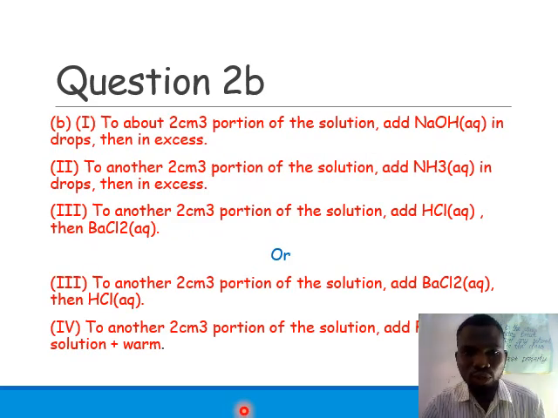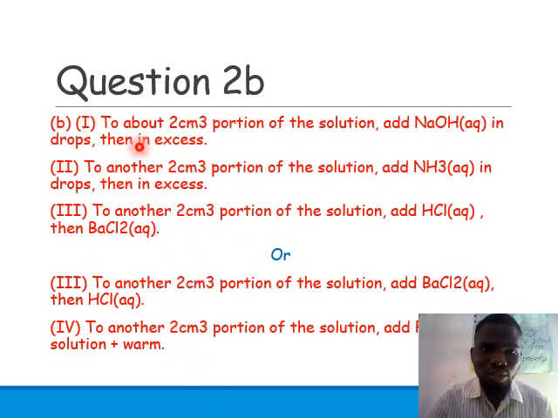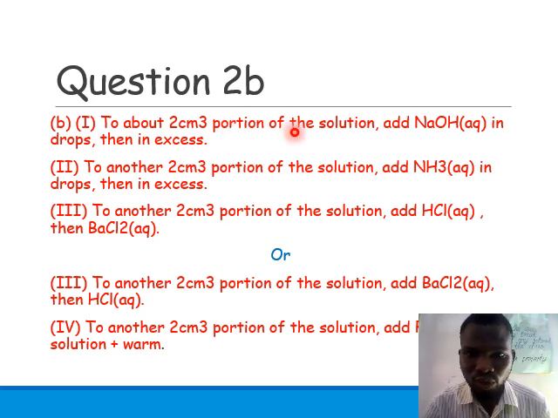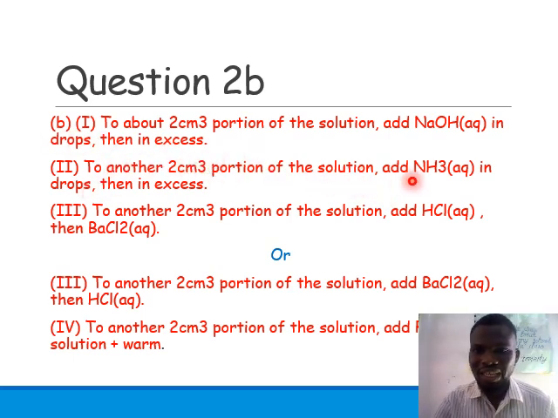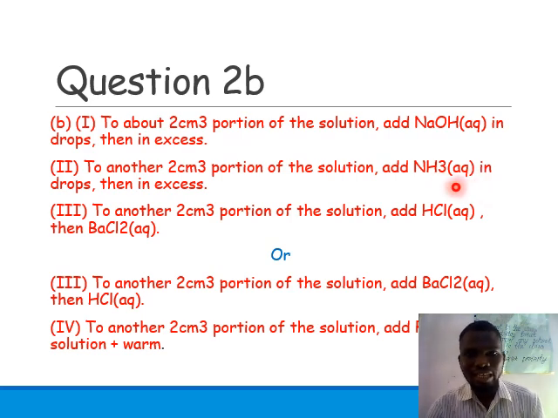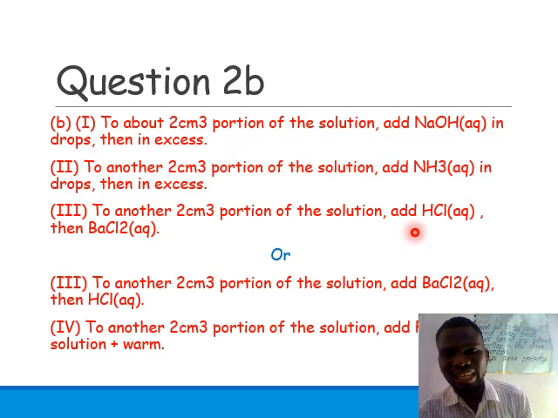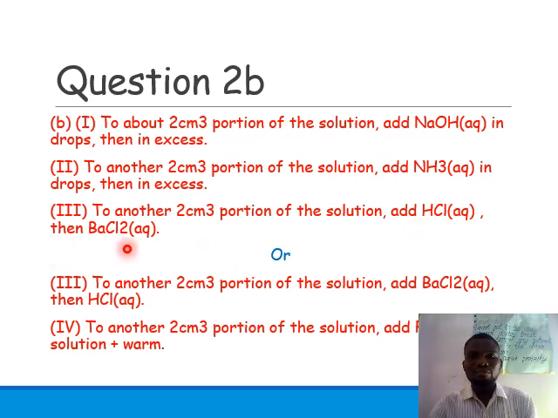Now, let's look at question 2B. To about 2 cm³ of the solution, add sodium hydroxide in drops, then in excess. To another 2 cm³ portion of the solution, add liquid ammonia, that is ammonia in water, in drops, then in excess. Now, question B3: to another 2 cm³ portion of the solution, add HCl, then barium chloride.